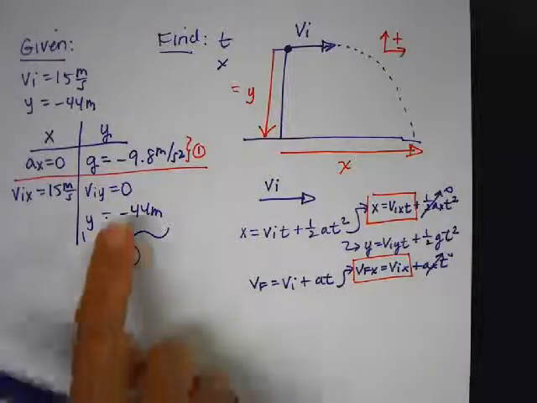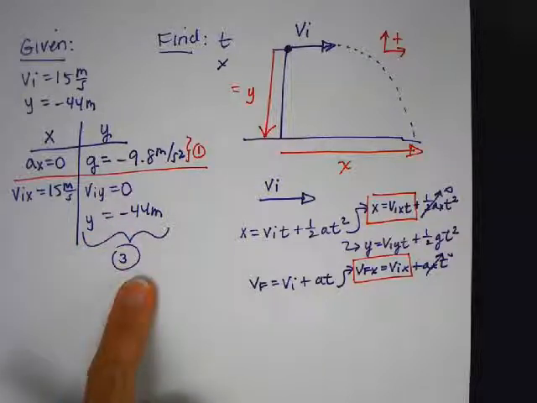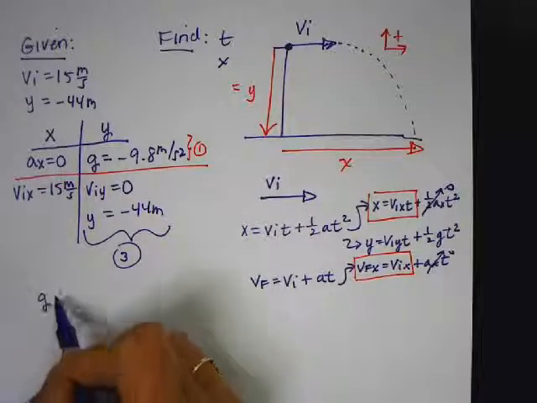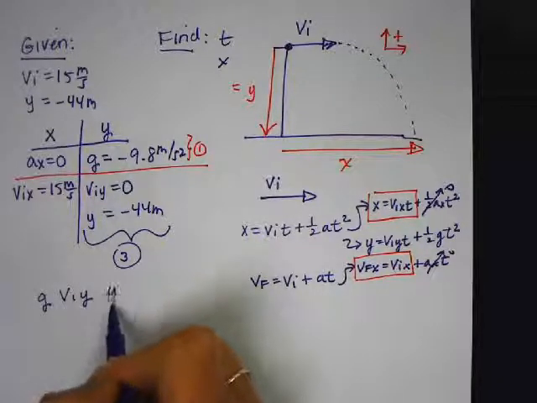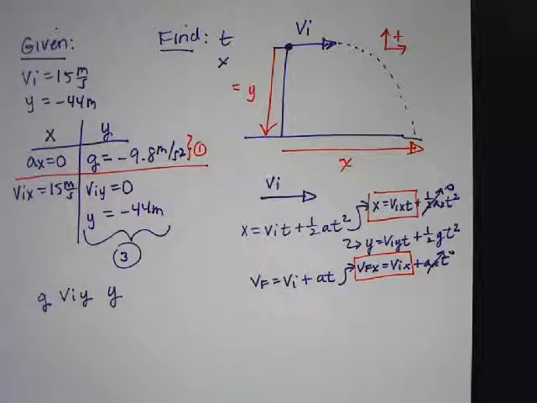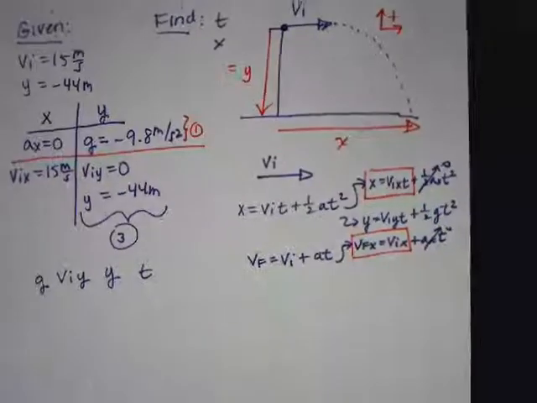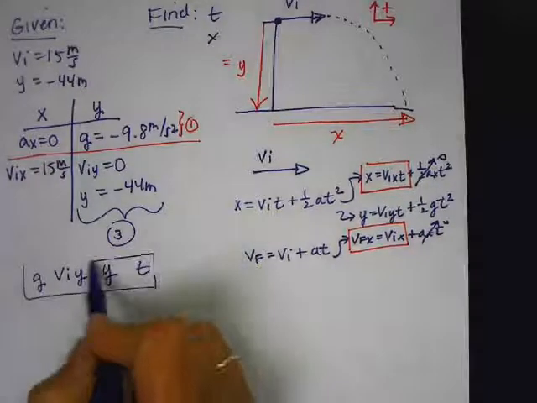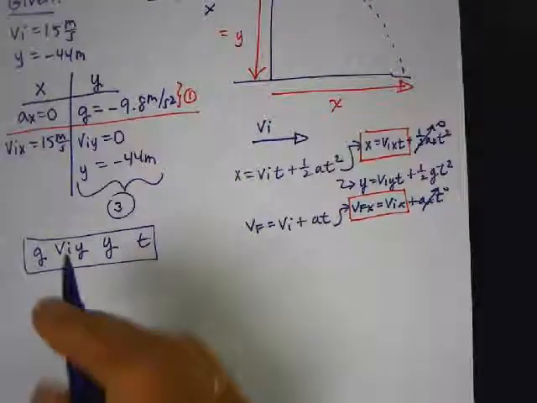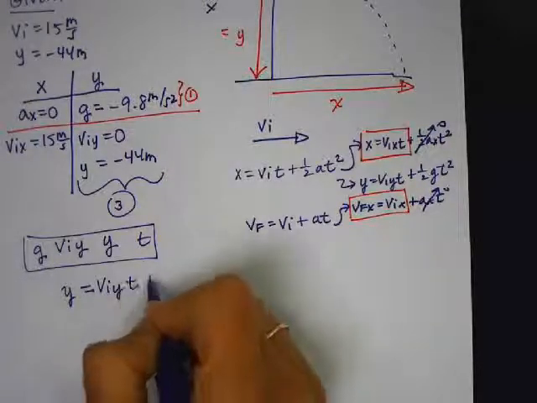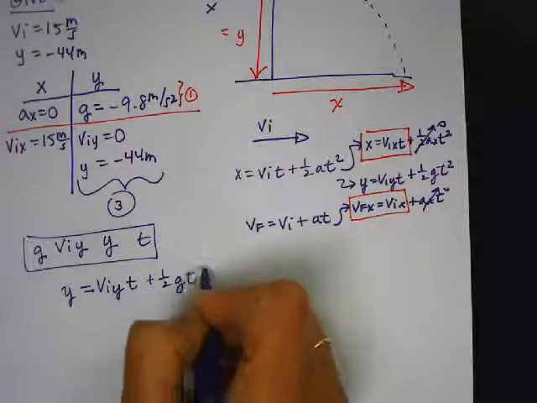Again, where do I start? I look at which side I have 3 things on, and that's how I know where to start. So now what do I have? Well, I have G, I have VIY, I have Y, and I want to find the time. So which equation has these 4 variables? Well, it's the equation that says y is equal to VIYT plus 1/2 GT squared.